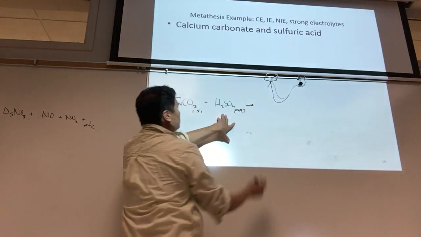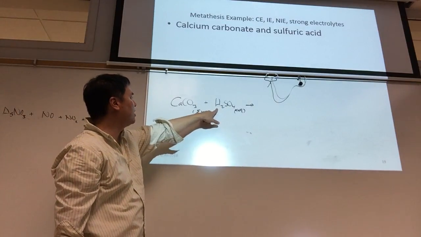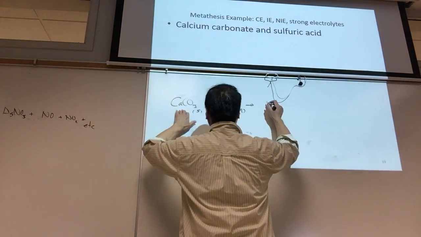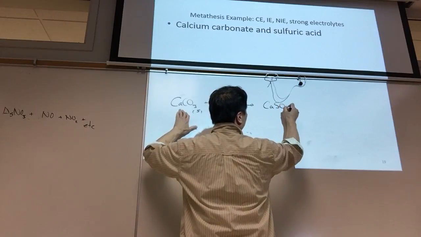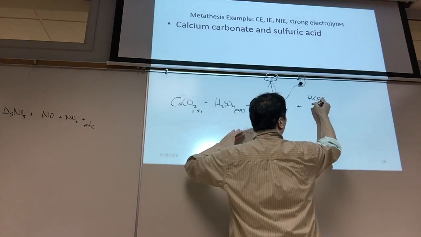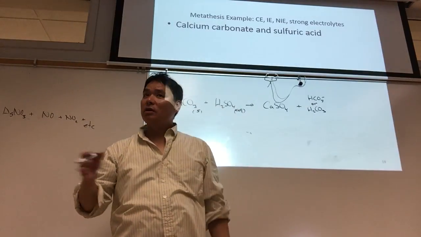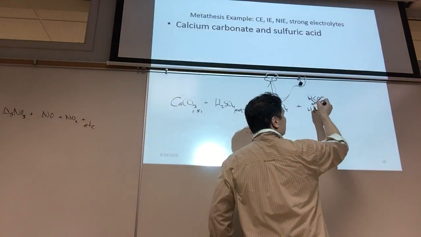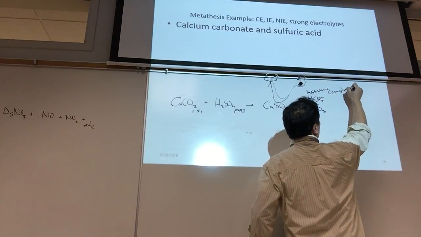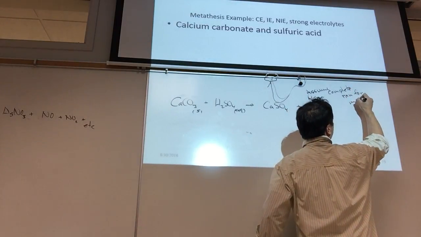H2SO4 is AQ. What does this form? So we're going to have calcium with sulfate and hydrogen ions with carbonate. And we're going to go to complete reaction. Calcium with sulfate is just going to form CaSO4. And then hydrogen with carbonate can form bicarbonate or carbonic acid, H2CO3. When we do metathesis, we go complete. So for metathesis, assume complete reaction.